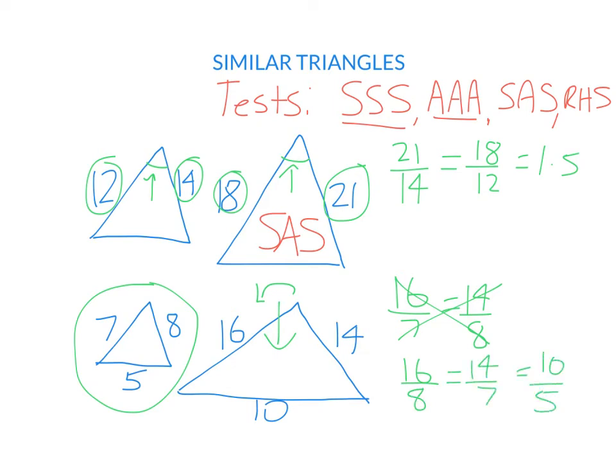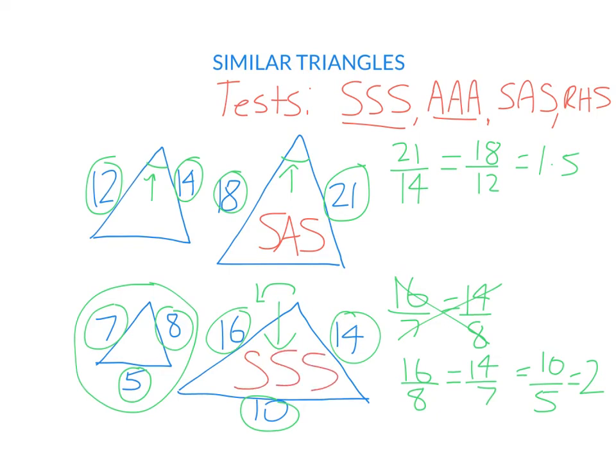So line them up, so shorter side corresponds to shorter side, middle side corresponds to middle side, and largest side corresponds to larger side, okay? So in all these cases, 16 over 8, 14 over 7, 10 over 5, all equal 2. So these 2 triangles are similar by the SSS test, okay? Fantastic. Now we're going to look at actually proving that 2 triangles are similar. So again, please pause and copy down if you need.